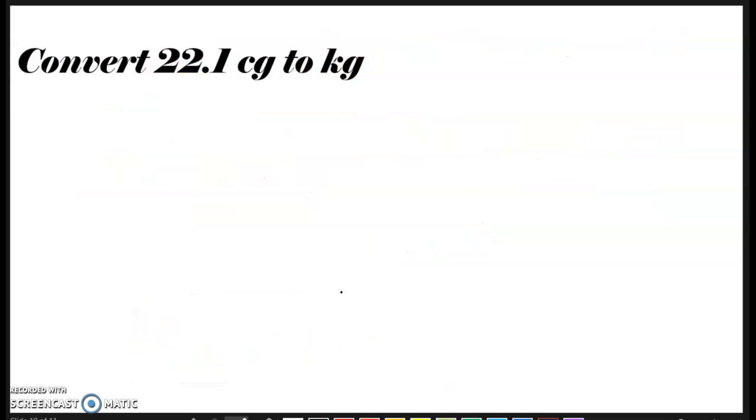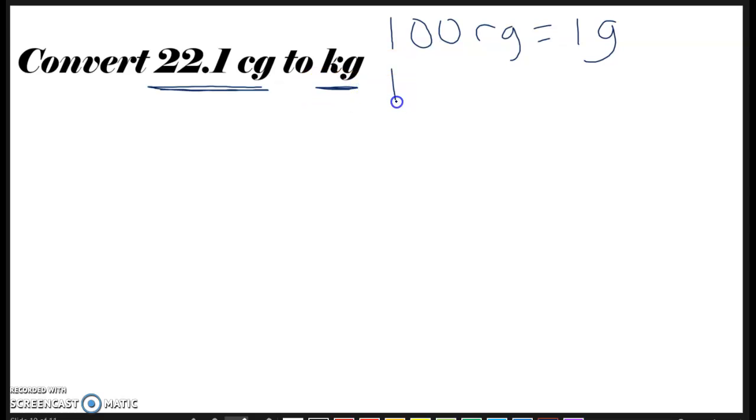Okay, next one. This one's not as simple. Convert 22.1 centigrams to kilograms. Centigram is not super commonly used, but it could be used. And I want to change that to kilograms. So first, looking at our chart, there's not a conversion from centigram to kilogram, but there is 100 centigrams equals 1 gram. And then for kilogram, I know 1,000 grams equals 1 kilogram.